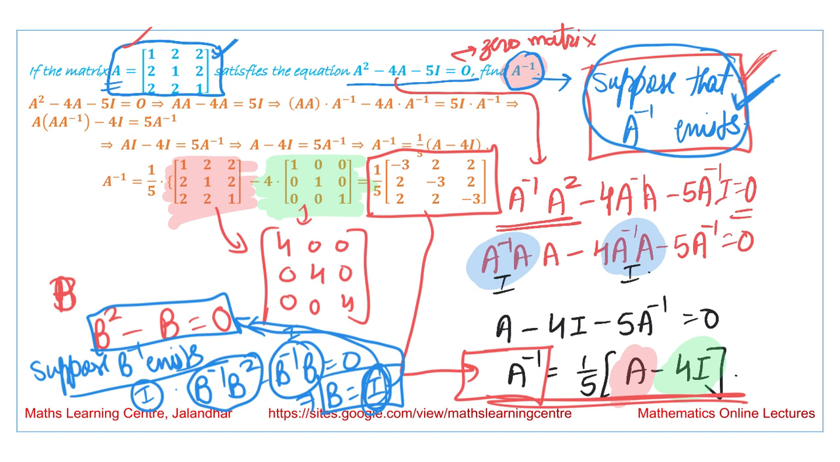Apart from this, in your higher classes you will study the Cayley-Hamilton theorem, and from there, by looking at this equation, we can tell that this A is invertible. But we are not going to discuss those cases over here, as they are not part of your syllabus. So you can suppose over here that A inverse exists.